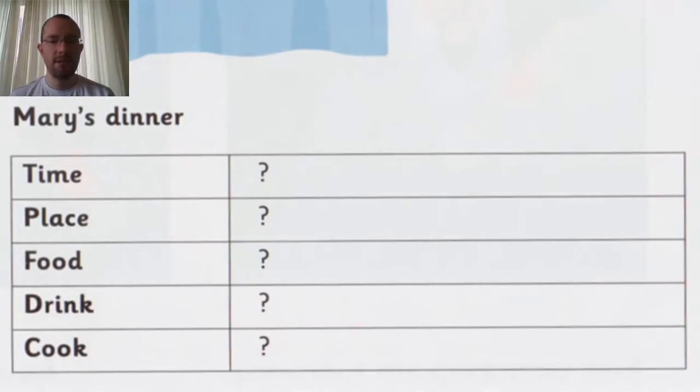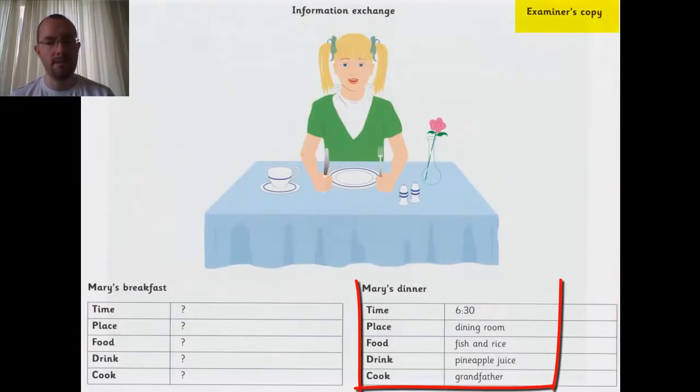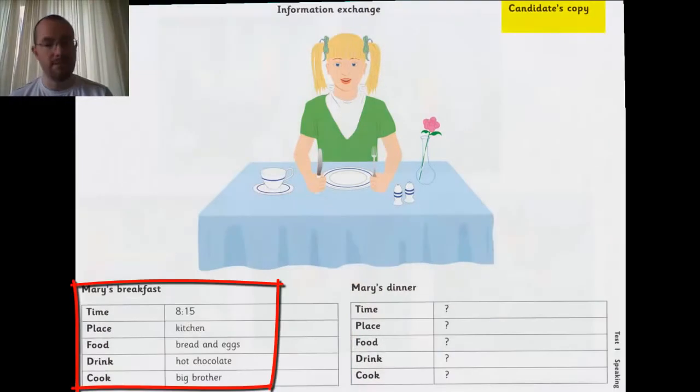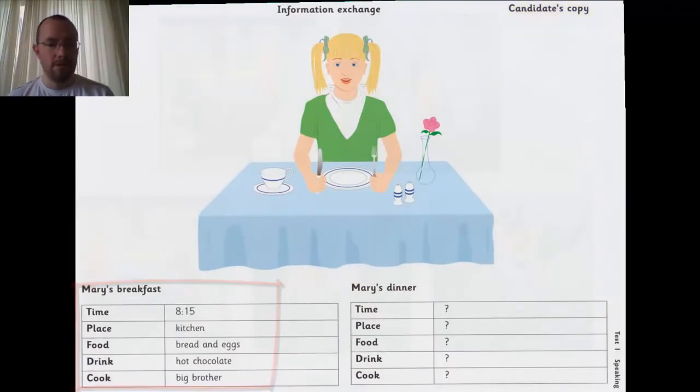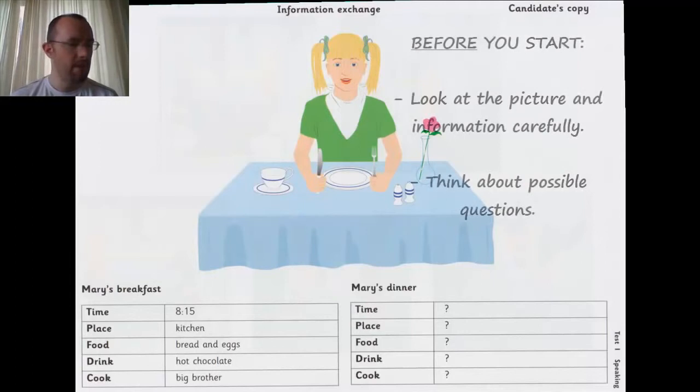Now, the examiner has information about Mary's dinner, but not Mary's breakfast. You have information about Mary's breakfast, but not Mary's dinner. First, the exam teacher will ask you questions about Mary's breakfast, and you will answer them. Then, you will ask the examiner about Mary's dinner, and he or she will answer.